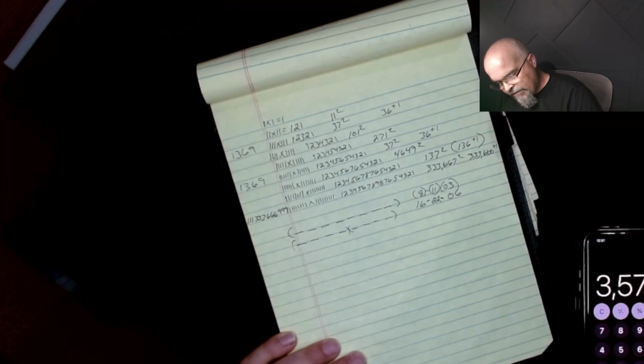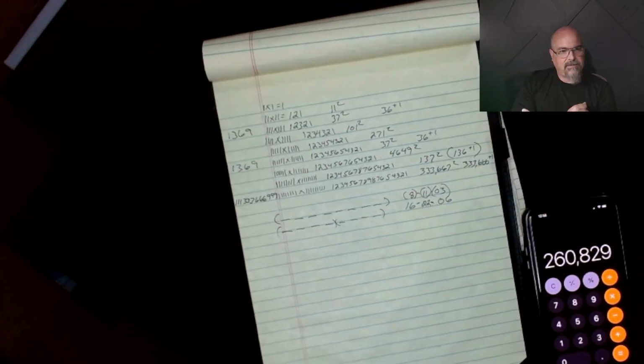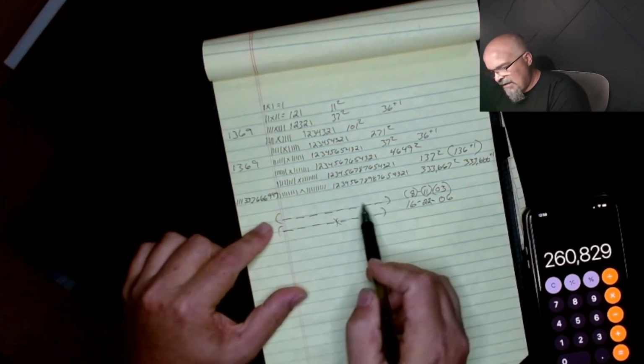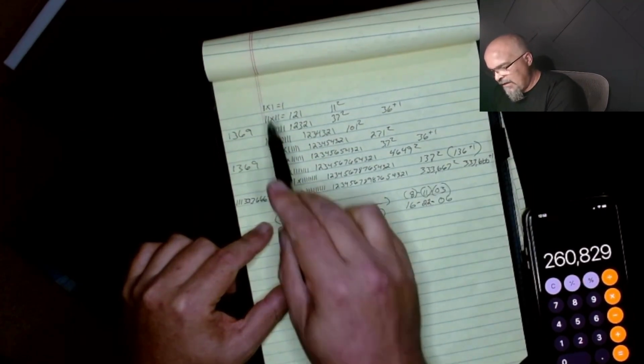3573 divided by 137 equals 260,829. Why is that important? Because it lands on a whole number every time. So if you symmetrically break down any 8-digit system by the fine structure, it's divisible by the fine structure constant. And this is true of any of these.